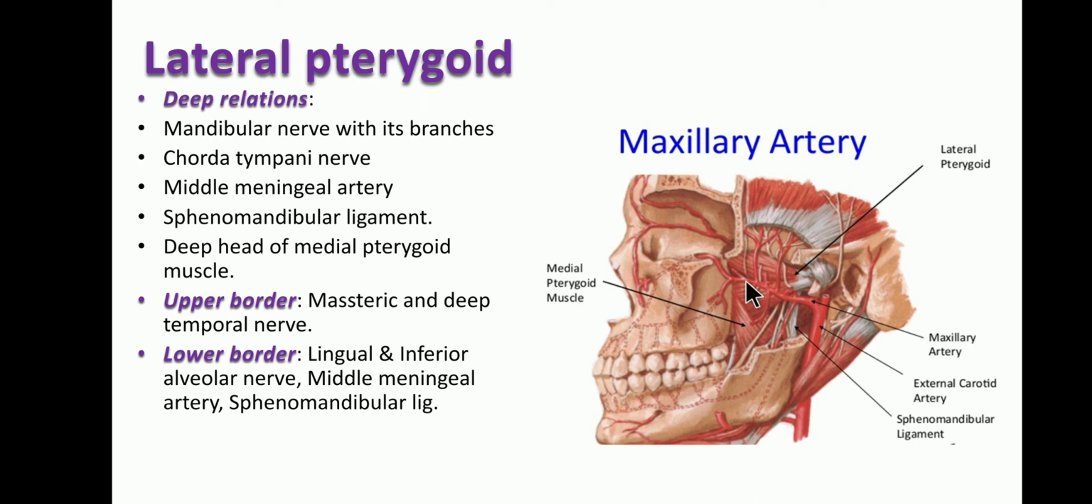Then between the two heads, you see the maxillary artery passing to be continuous as the third part, and the buccal nerve emerging between the two heads. The buccal nerve is a sensory nerve which supplies the skin over the cheek region and buccinator. It is the sensory branch from the anterior division of the mandibular nerve. So the buccal nerve and maxillary artery lie between the two heads. Upper border: deep temporal vessels and nerves. Lower border: the lingual, inferior alveolar, middle meningeal, and sphenomandibular ligament.